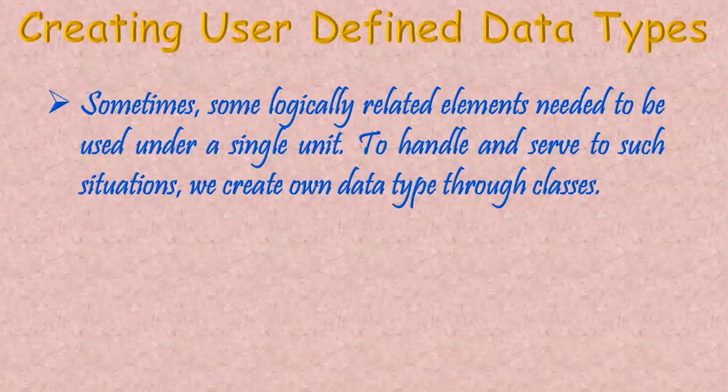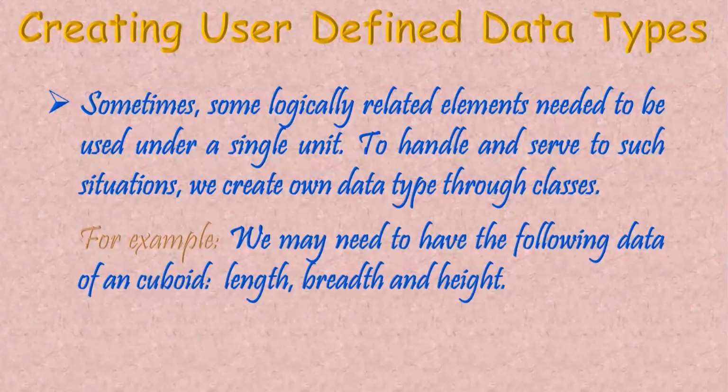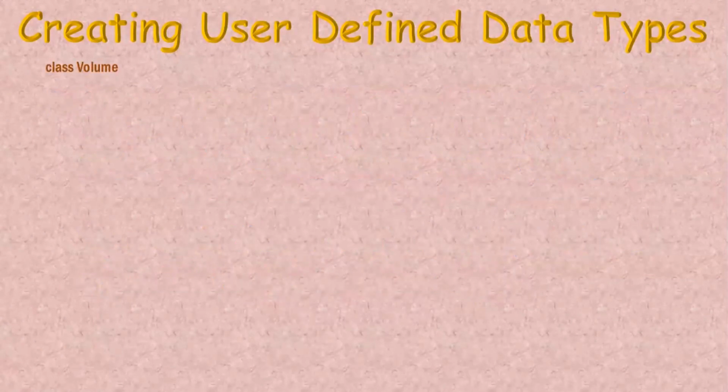Creating user-defined data types. Sometimes some logically related elements need to be used under a single unit. To handle such situations, we create our own data type through classes. For example, we may need to have the following data of a cuboid. It may have length, breadth and height. Let us consider a class called Volume. Here instance variables L, B and H are available.